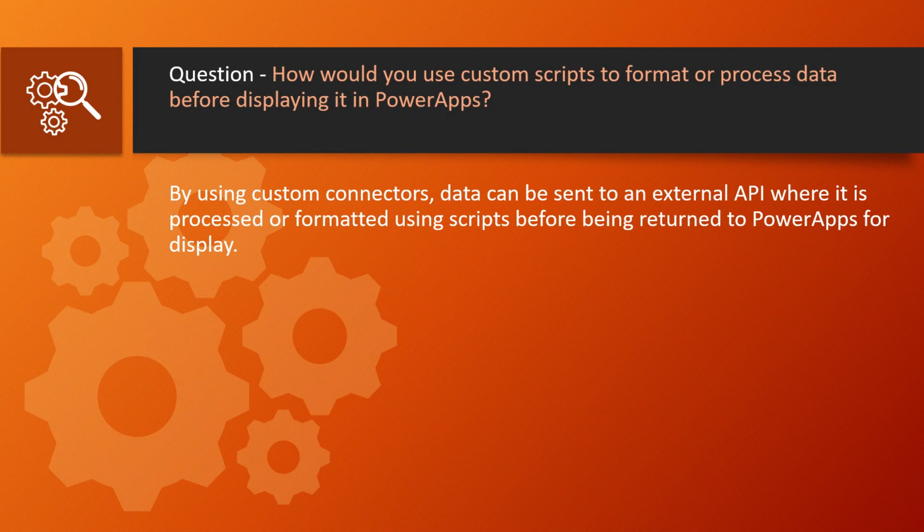How would you use custom script to format or process data before displaying it in Power Apps? By using the custom connector, data can be sent to the external API, and at that API end it will be processed and formatted using the script before being returned to Power Apps.